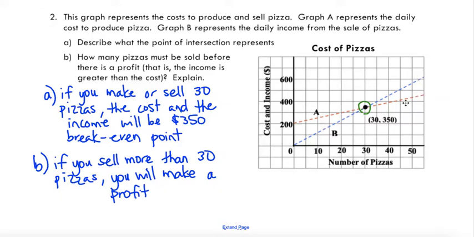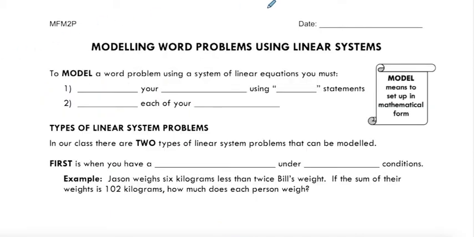So once we know how to interpret that point of intersection, now it's time to take this a step further. Now it's time to understand how we can model word problems using linear systems. When we're asked to model a word problem using a system of linear equations, what we need to do is define our variables using let statements.